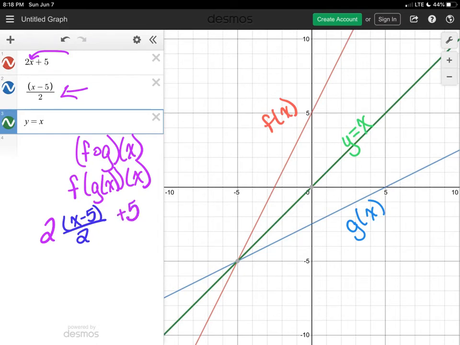Okay, so I have done f composed of g of x. So my 2's right here, they cancel. Okay, so I'm left with x minus 5 plus 5. Okay, and I end up with x. Okay, now we can tell by the graph that they're inverses, but also when I do f composed of g of x, I get x, and that's the definition. When you do composition of functions, you get x. Now if you get anything other than x, they're not inverses. So let's look at the next one.